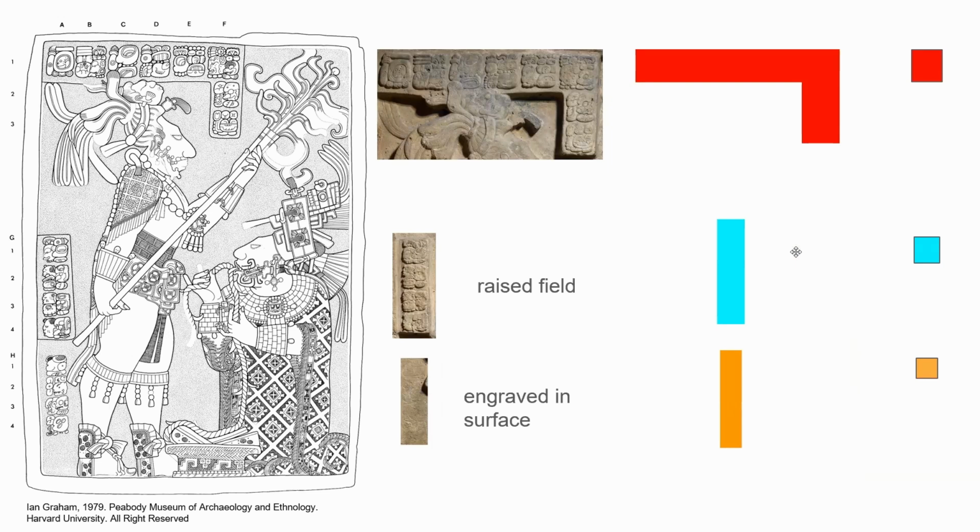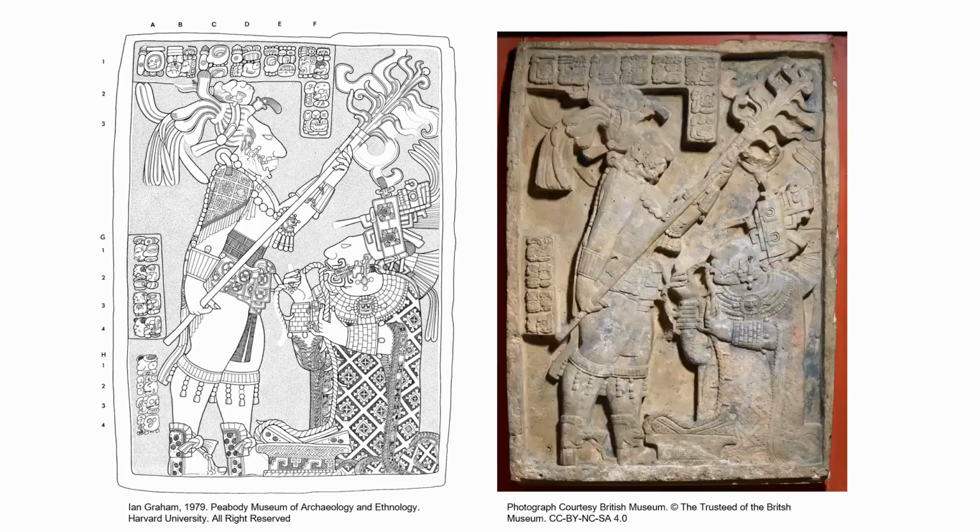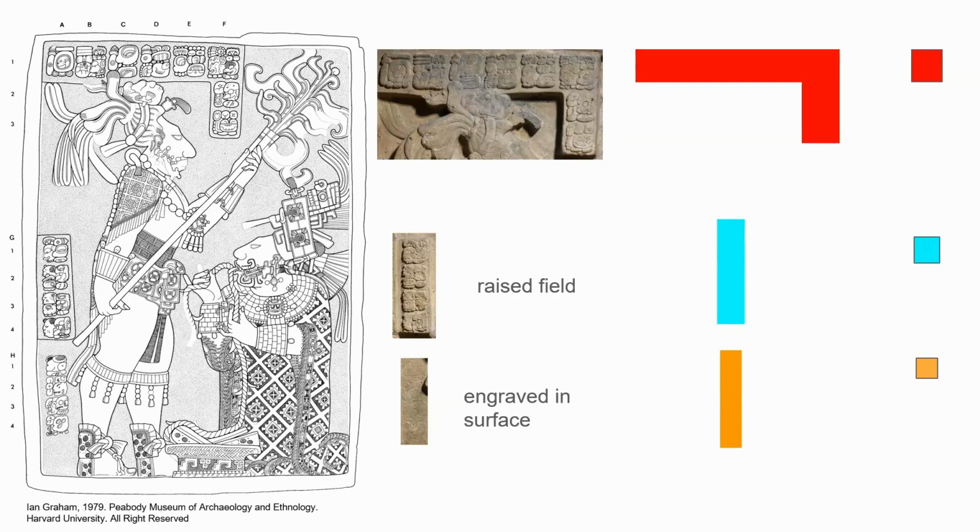The first text starts here with the calendar date. It stops here, and then we have the second text that is related to her. Why do we know? Because she's staring at the text field. It is a convention in Maya art that text or name glyphs related to the figures are very closely placed, at the height of the head.